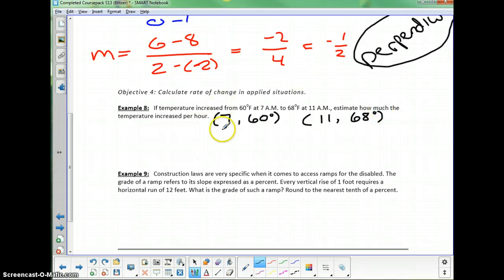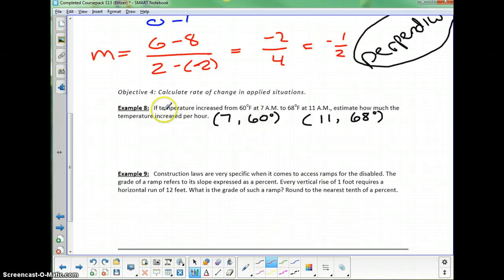Now, why did I put the 7 a.m. first and the 60 degrees second? That is an important question, and there's two ways of thinking about this. The x variable is always the independent variable, and the y variable is always the dependent variable. The time is independent, and the temperature will depend on the time of day. So my independent variable must be the time, the hour, and the dependent variable must be the measurement in degrees.